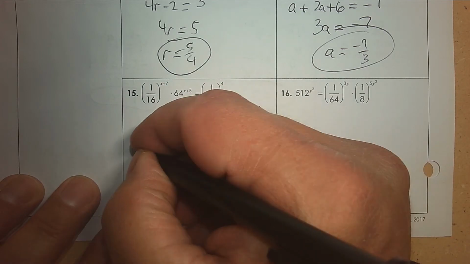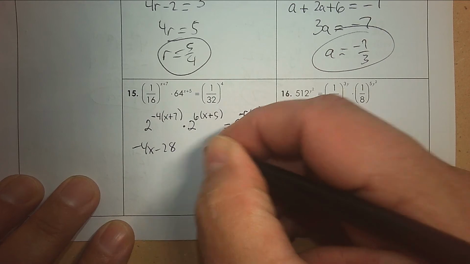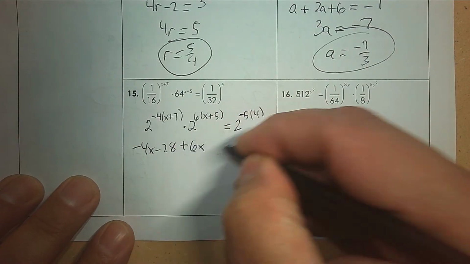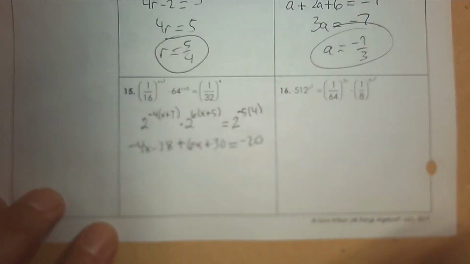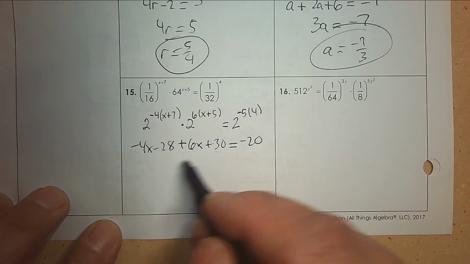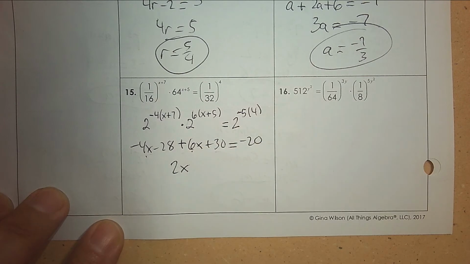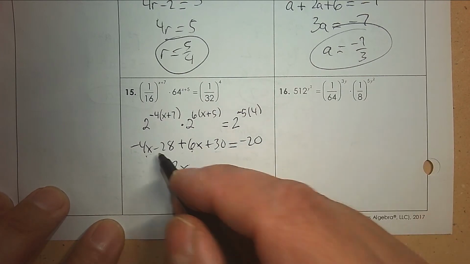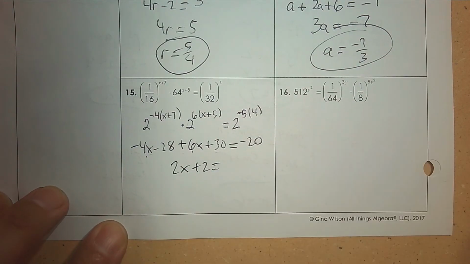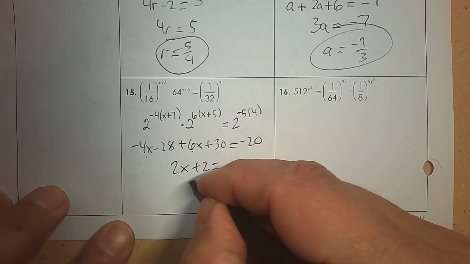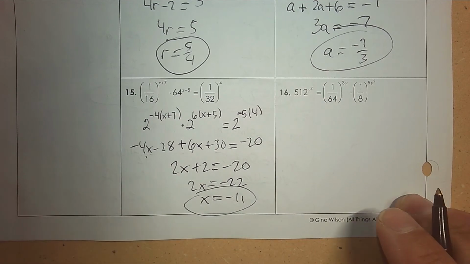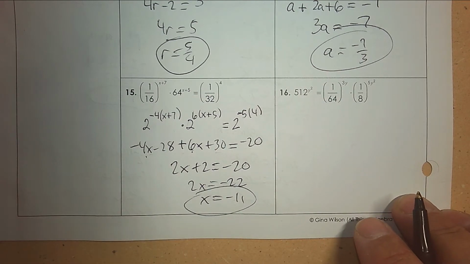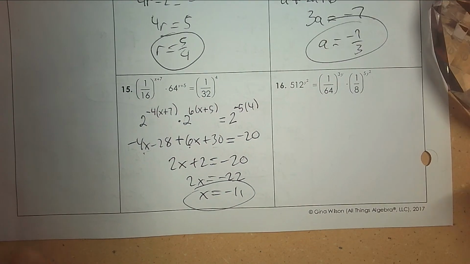So that's negative 4x, negative 28, plus 6x plus 30, and then negative 20. So combine like terms and solve it. So 6 and negative 4 is 2x. 30 and negative 28 is 2. Subtract 2. Divide. Were you able to get negative 11 without me doing it? Yeah. One more. You will have a quiz on this.